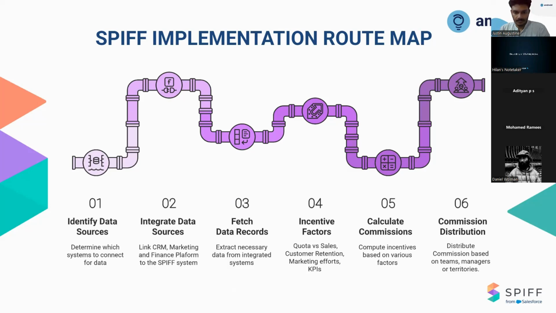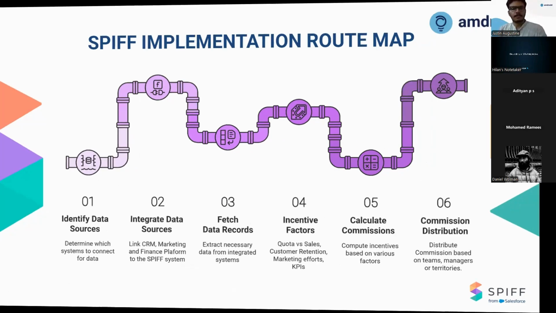And after that, the last step is to distribute the commission that has been formulated and populated in Spiff, according to teams, managers, or rep level. So these are the six steps on how to implement Spiff for the business team. I think that's the abstract. With that, we come to an end.